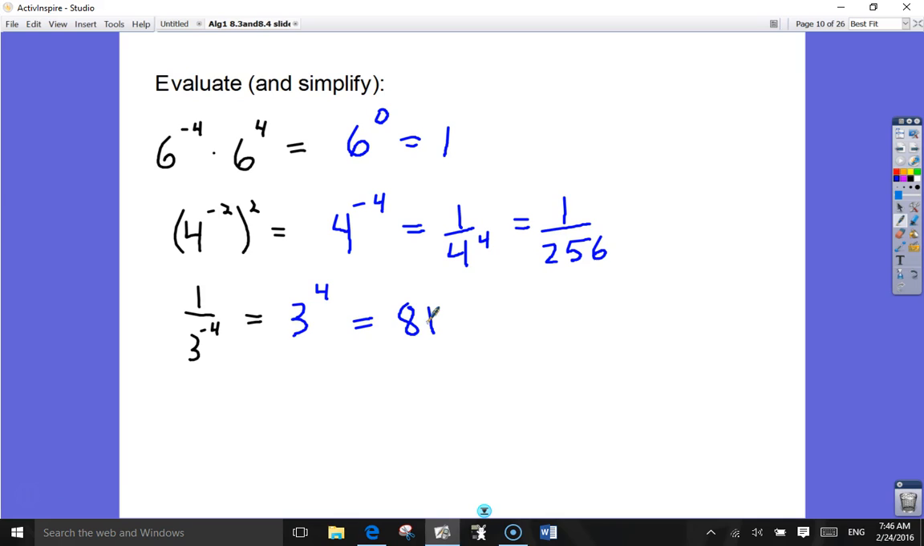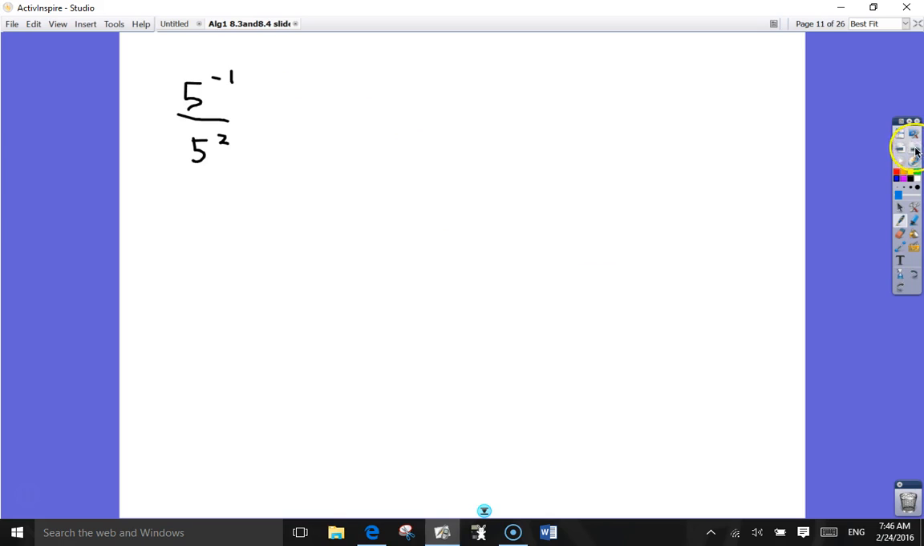3 times 3 is 9, so 9 times 9 is 81. Evaluate and simplify. How about that one? Which property would you use? Subtract. Okay, what would you get? Yeah, 5 to the negative 3. Okay, but then you have to simplify that. Flip it. And then 5 to the third, you can figure. 5 times 5 times 5.